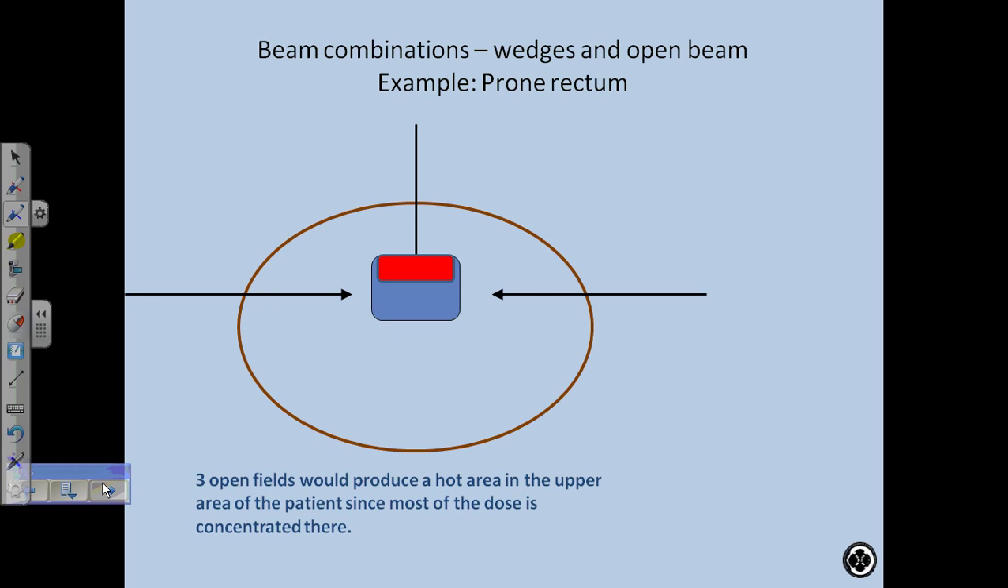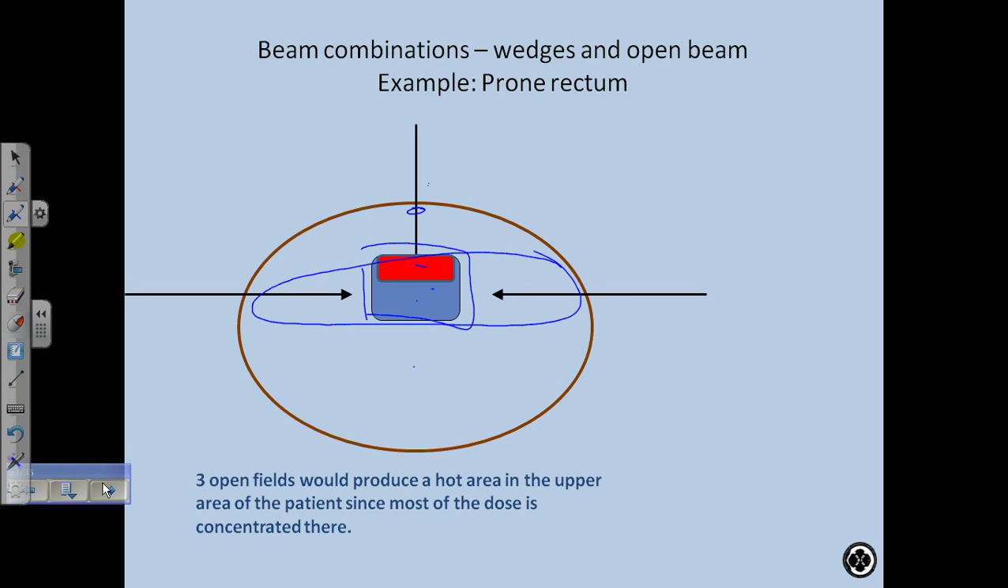Beam combinations, also three fields. If you just had two fields, you might get a pretty even distribution if you had a high energy beam. But adding this third field makes this anterior area a hot spot. Why is this hot and not even? It's hot because this area down here is going to get less dose from this beam due to attenuation. It doesn't get hot here because there's no lateral beam contribution to that area, and it doesn't get hot here again because there's no lateral beam. The area where they're all adding up is this portion right here, and this part is going to get quite a bit hotter.